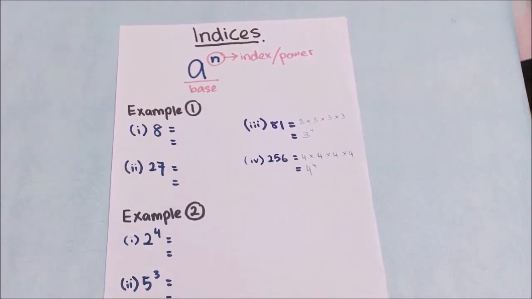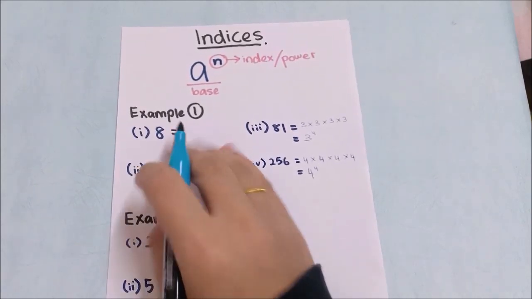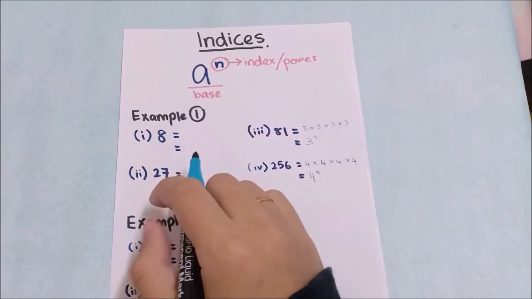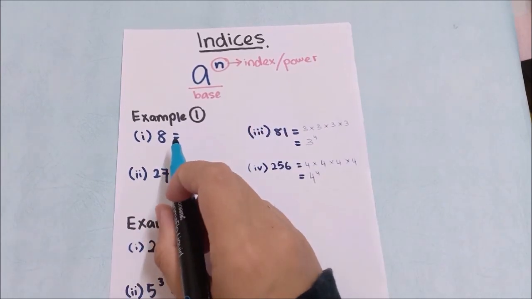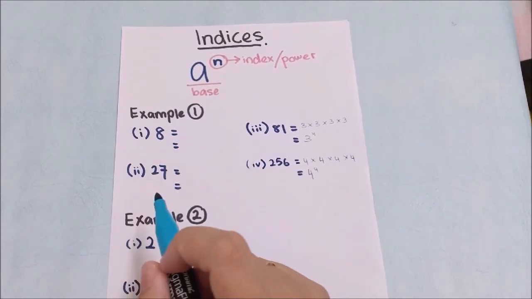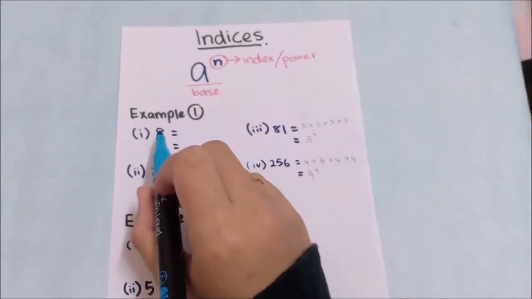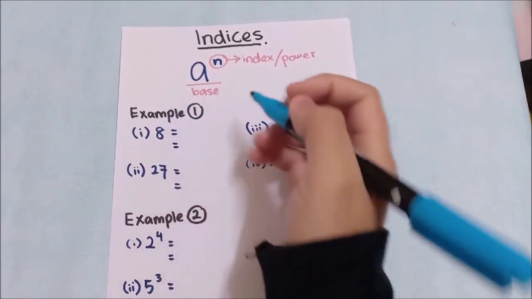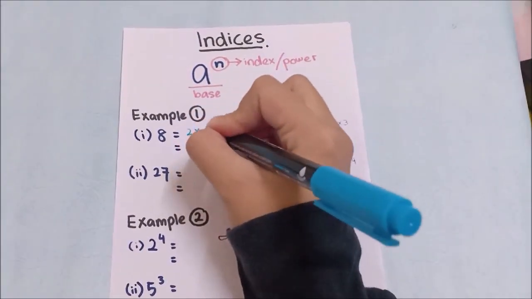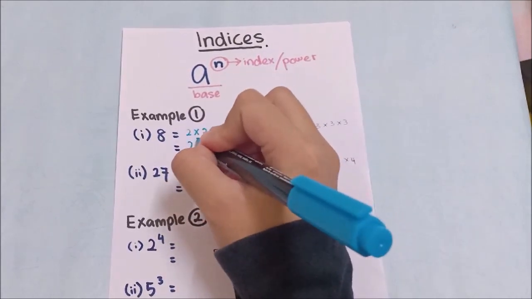So, we can express the number in index notation in a few ways. For example, let's take a look at example 1. Example 1, the question gives the answer and we need to find the index notation. So, how we get 8 is 2 times 2 times 2, which equals 2 to the power of 3.